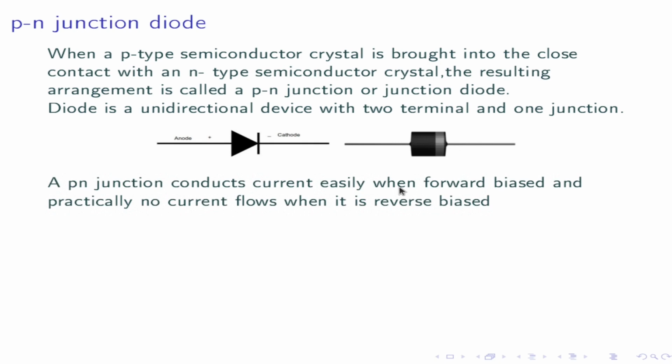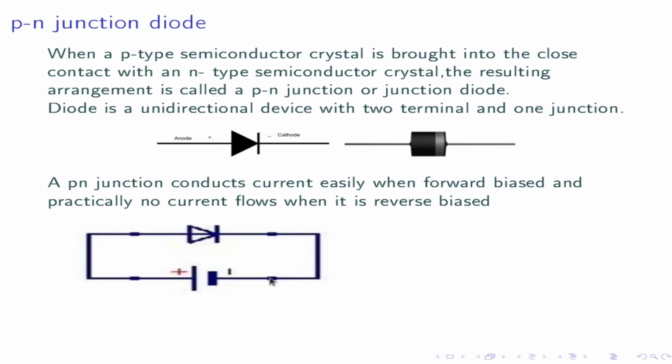A PN junction conducts current only when it is forward biased, and practically no current when it is connected in reverse bias mode. This is the diode connected in forward bias. That means the positive is connected to the positive of the battery and the negative is connected to the negative of the battery. So the resistance is very low, and the current conducts very easily.